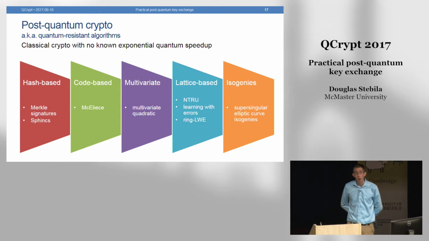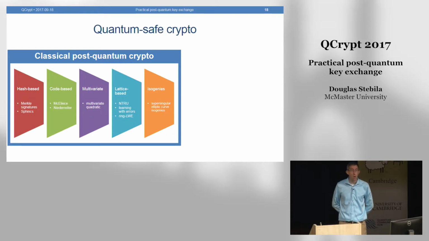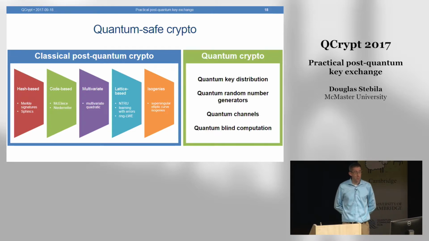Okay. Now, all of these are classical algorithms, classical post-quantum crypto algorithms, that might fit into the larger family of what we would call quantum-safe cryptography. The other side of quantum-safe cryptography being what many of you do, quantum crypto. So quantum key distribution, quantum random generators, quantum blind computation, and so on. So we have these 2 families of potential solutions for resisting attacks by quantum computers. But my task today is just to talk to you about post-quantum crypto.